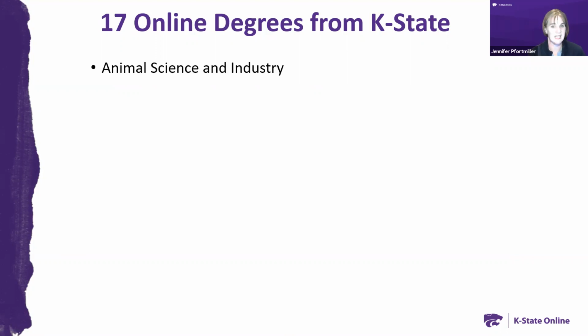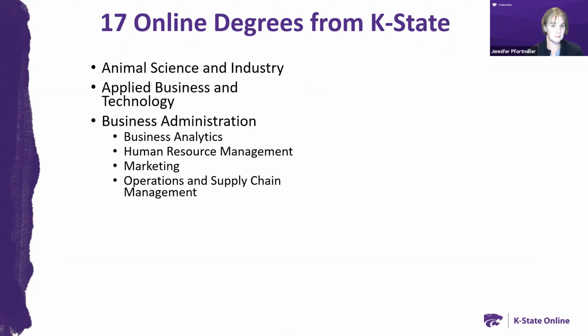We do have an online animal science and industry program. We have an applied business and technology program. This is able to utilize typical AAS degree programs from transfer institutions. We have a business administration degree that has 4 different options. You can see in business analytics, human resource management, marketing, and operations and supply chain management. We also have a dietetics program that's very unique to the fact that not many schools have an online dietetics program. We have early childhood education.